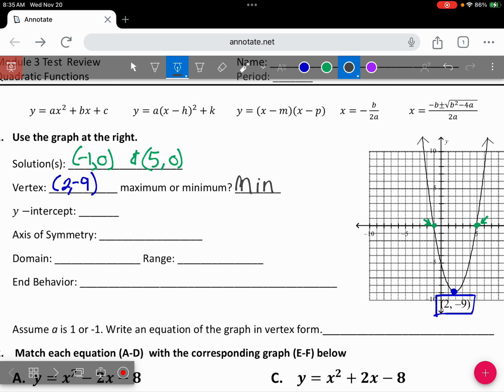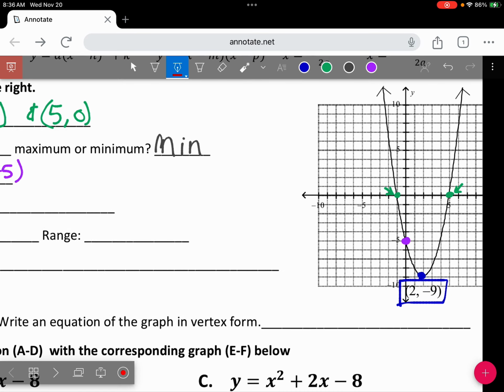All right, where's our y-intercept? -5. This guy right here. All right, so those are the pieces we can read off the graph. Questions about any of those pieces? Okay. Our axis of symmetry, we have all the information we need for it here.